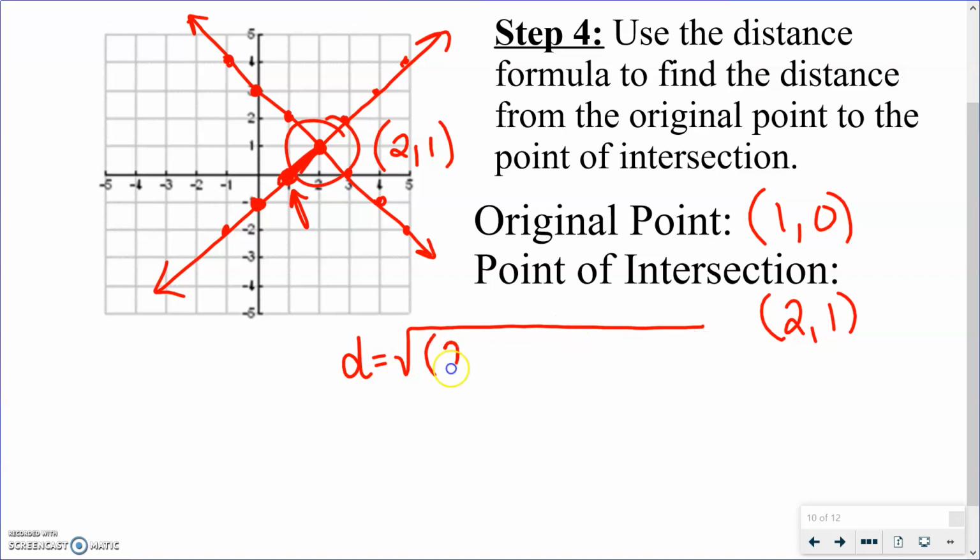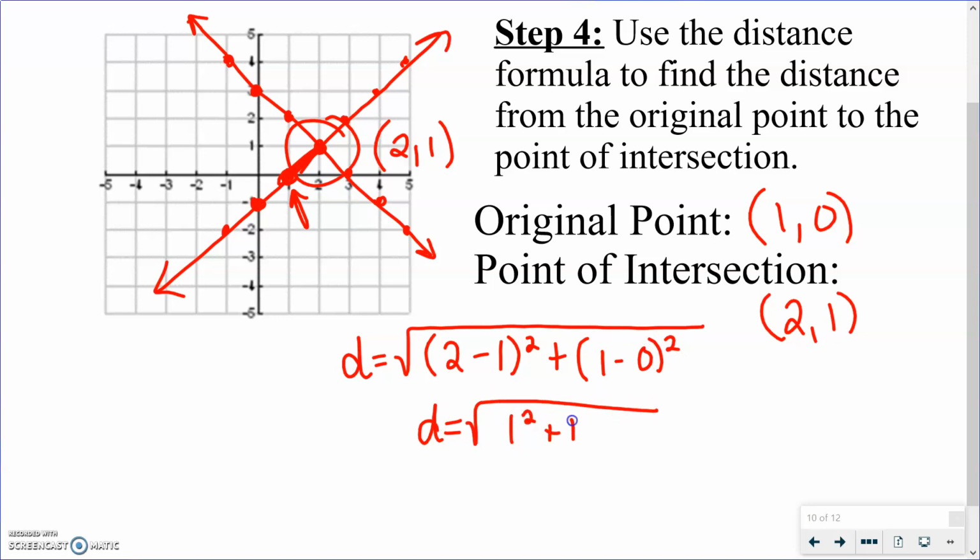Okay, so 2 minus 1 squared plus 1 minus 0 squared, so we get the distance is 1 squared plus 1 squared, which is 1 plus 1, so the distance is the square root of 2, or approximately 1.4. So this distance, again, right here, I'm going to draw it in again. This spot right here, that's what we were trying to find the distance of, and that is 1.4. I can look at the graph, that makes sense. It looks like it's about 1.4.